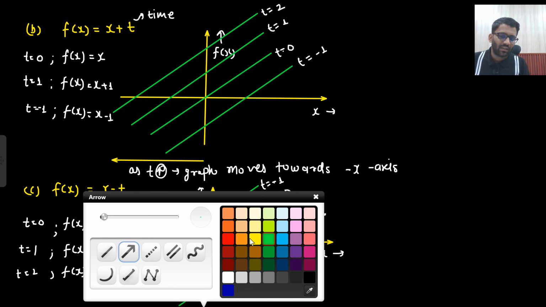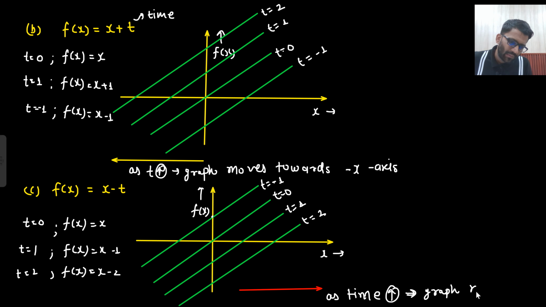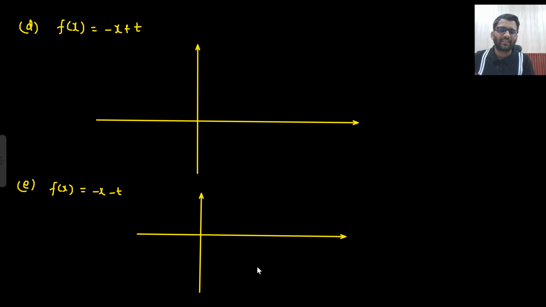where you are moving? I should use red color of pen. As time increases, graph moves towards plus x, right? Plus x plus t, x minus t. If I draw minus x plus t, fx equals to minus x plus t, try doing it on your own and let me know where it will go.